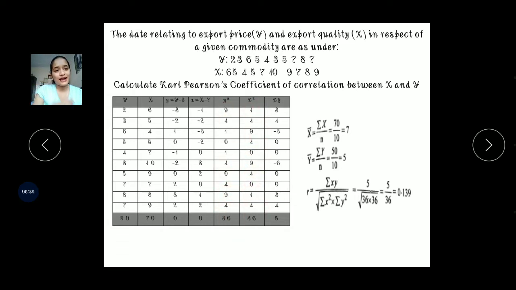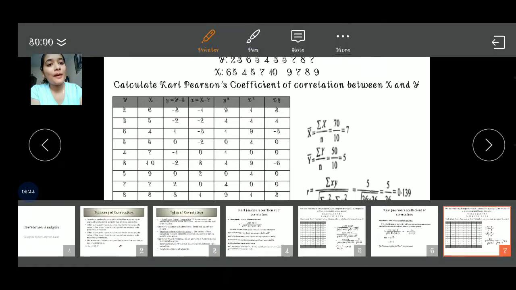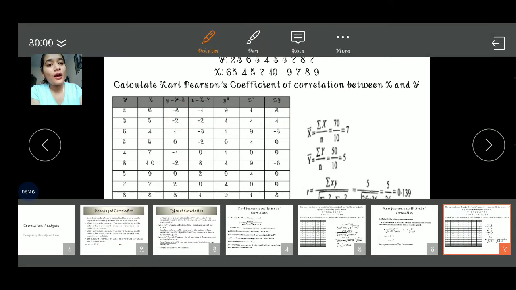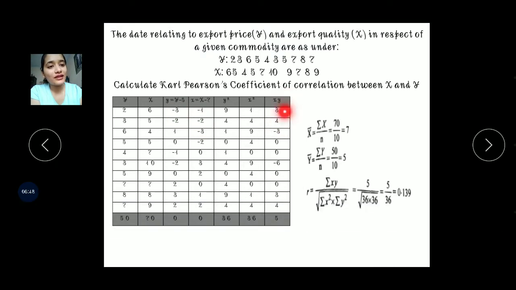And the last one is x into y, small x into small y. Small x is here, small y is here: minus 1 into minus 3, 3, minus 2 into minus 2, 4, minus 3 into 1, minus 3, and so on, all the other terms. And its sum will come out to be 5. And we'll put all these values here in this formula.